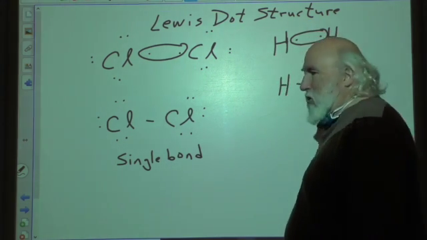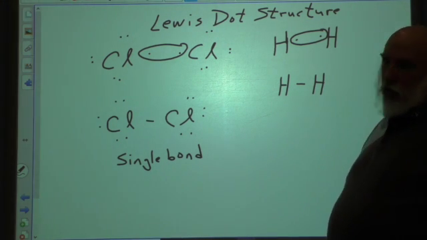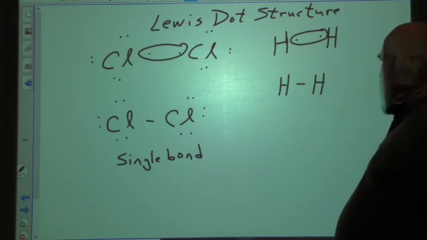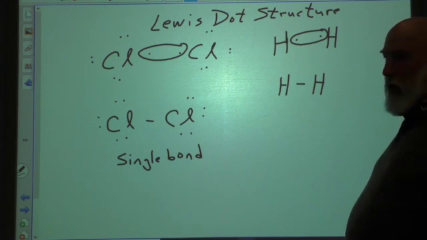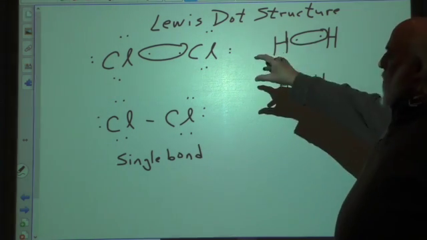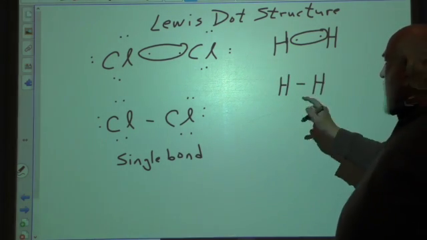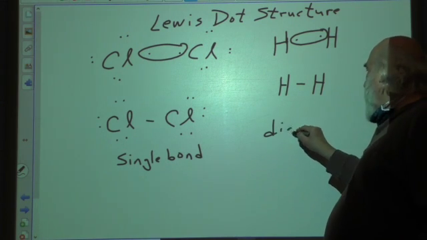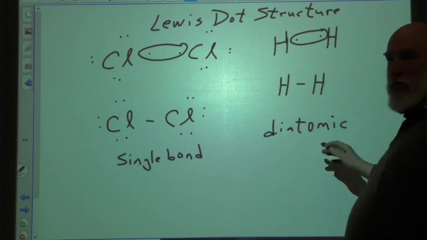Now, this is not the octet rule granted because hydrogen doesn't need 8, so we call this the duet rule. But regardless, same idea. These are very stable structures. In fact, when we find these elements by themselves, they are found in this form. We call these forms diatomic. These are 2 atoms per molecule.